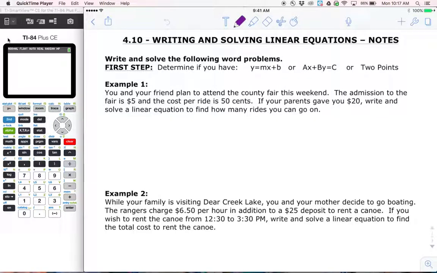Writing and solving linear equations. So today's lesson is all about how to take a word problem and figure out how to set it up and how to solve it.